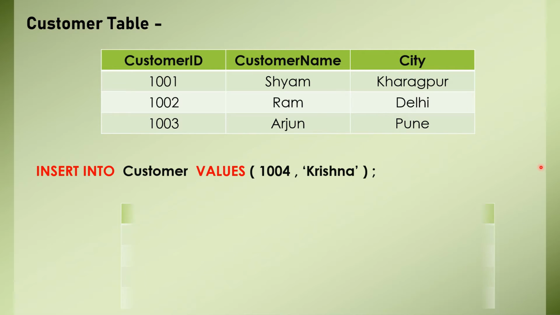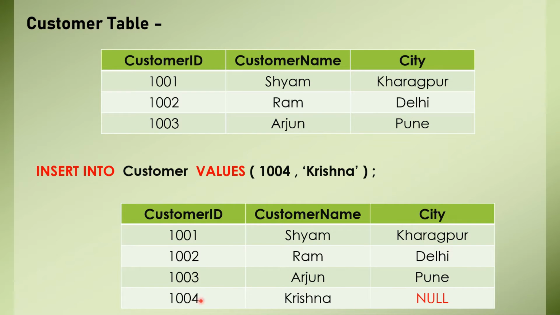So what will be the output? The output will be something like this. SQL will provide a null value inside this city column. This is only accepted when the column is nullable, meaning the column value is not mandatory. Only in that case can this be done, else it won't be applicable. I hope you got this concept. There are more concepts you need to understand about null value, so let us get to that.